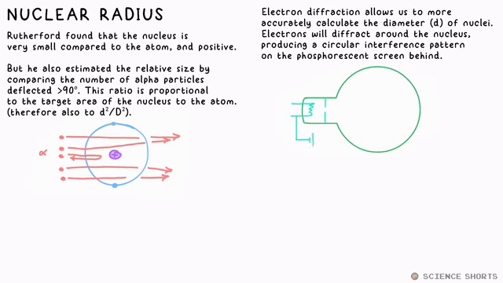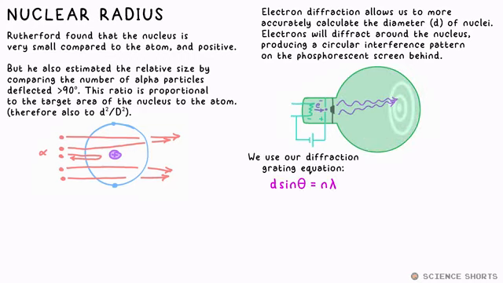However, a more accurate way of measuring the diameter of a nucleus is with electron diffraction. As you know from quantum, electrons will create a diffraction pattern when incident on atoms or nuclei. The angle between the central max and the first order can be used in our diffraction equation d sin theta equals n lambda to find the diameter, lambda being the de Broglie wavelength.